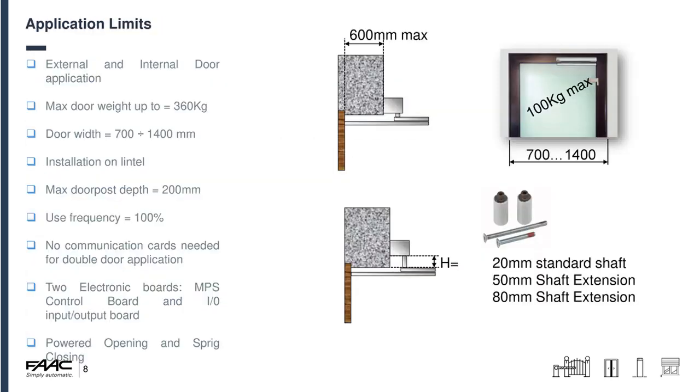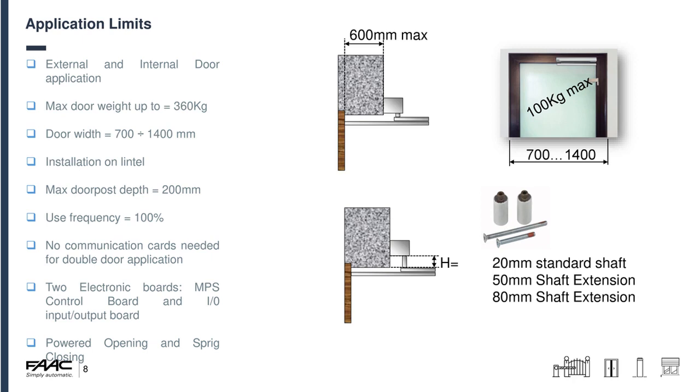Application limits. Basically, this is talking about the reveals and door weights, etc. The external and internal door application. Max door weight is 360, but that's on a 700 mm wide door. There is a chart on our data sheet, which is available on our website, and there's a link to that at the end of this presentation. The door widths can go from 700 to 1400 mm wide, but the width of the door will also change the weight the door can handle.